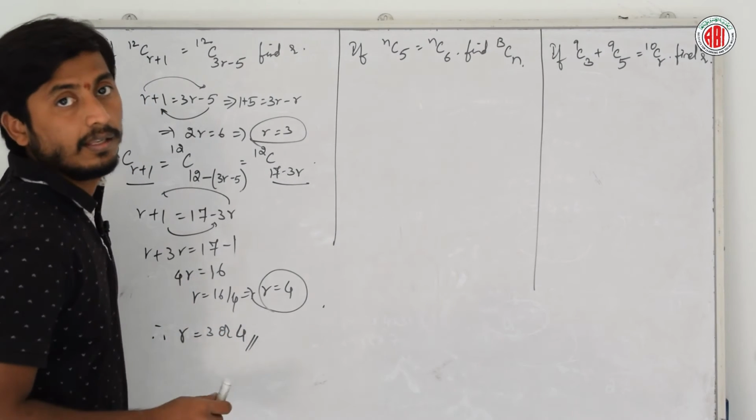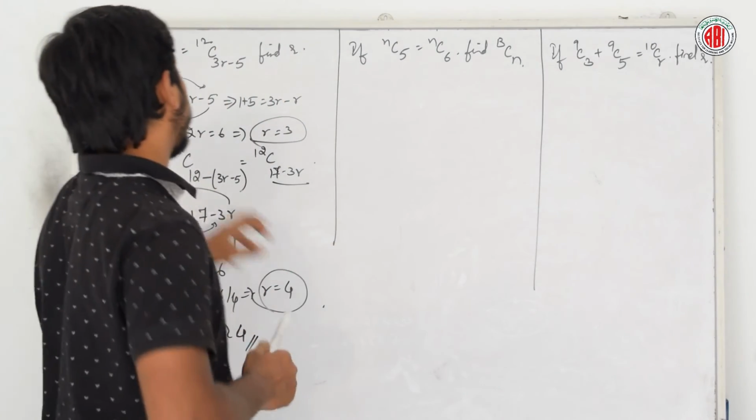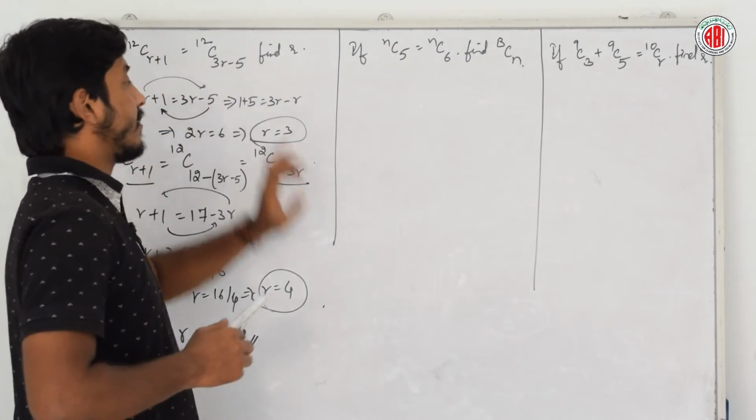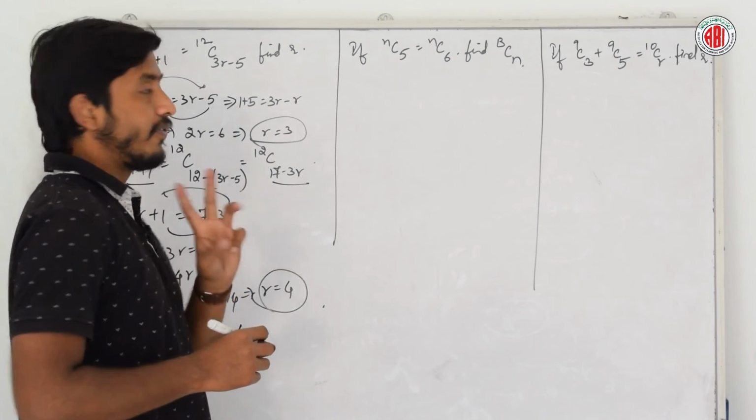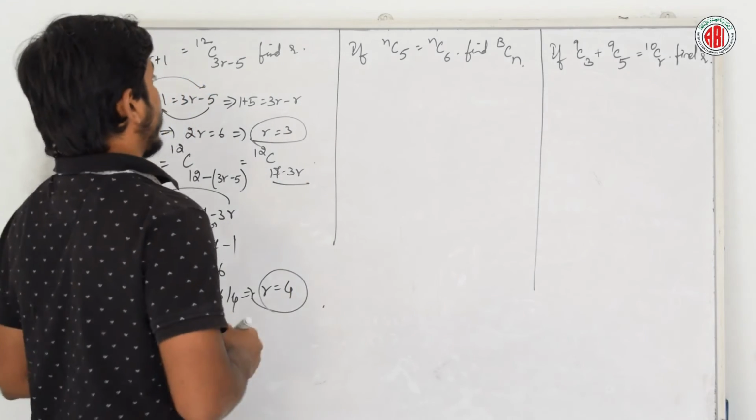Is it clear? So we have to use the formula of nCr is equal to nC(n minus r), so we can get the value of 2 r's. Clear? Fine. Look at the next question.